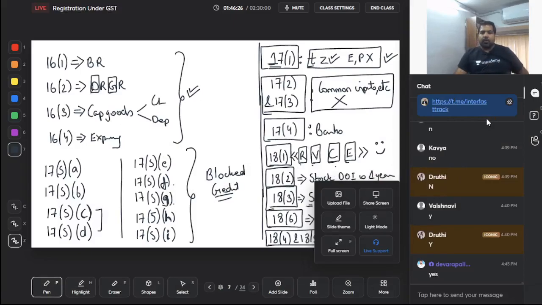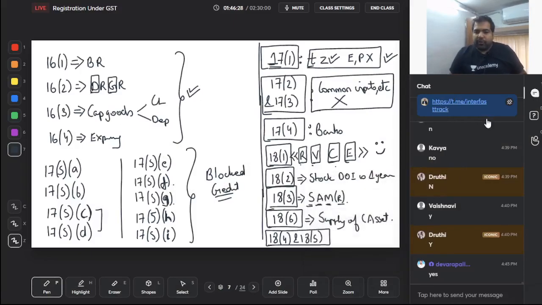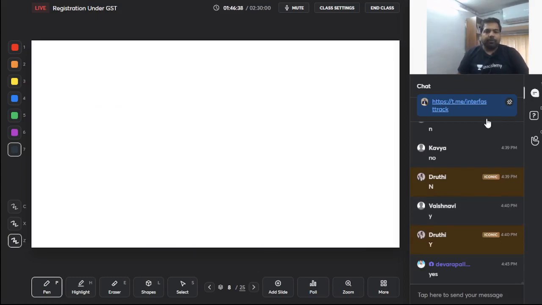Perfect. Alright, so now we are left with just the last two sections. We'll do those. We'll do the payment of GST chapter and then this is done and dusted. So let's have a look.